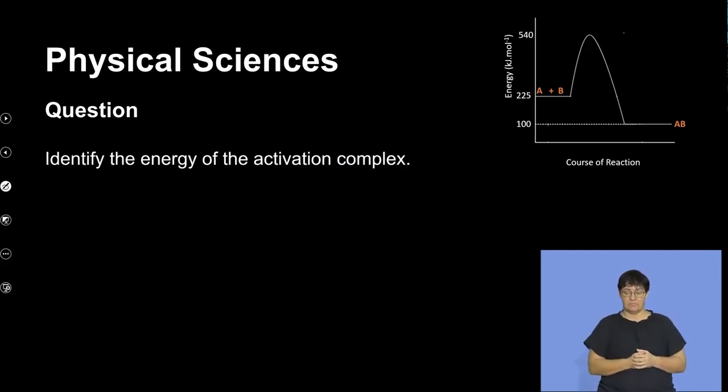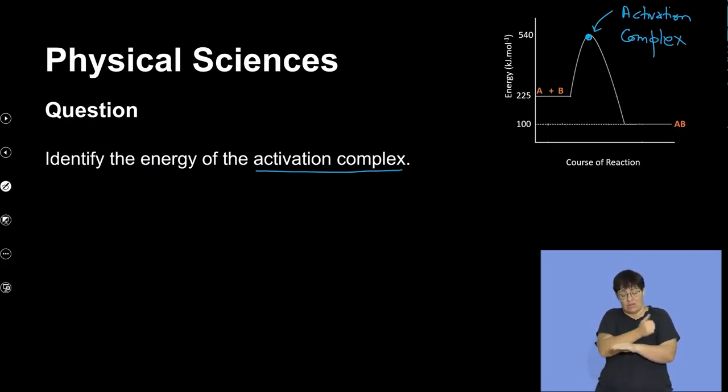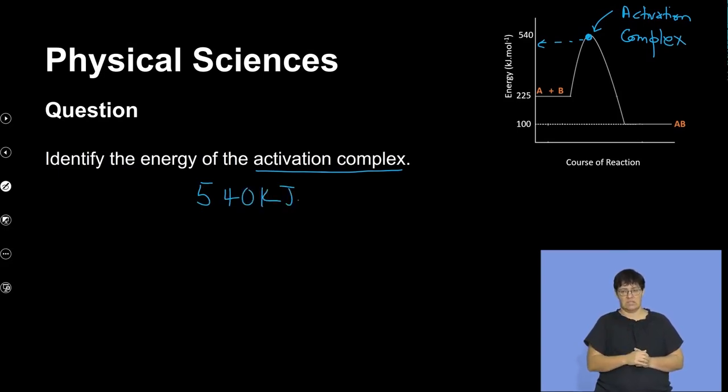Right. Moving along, now we want to identify the energy of the activation complex. Okay, first of all, if we go to our profile, the highest point, after supplying that minimum energy for this reaction to take place, we need to identify our activation complex. So this is our activation complex, right? Which has to do with the minimum energy that needs to be supplied for this hypothetical reaction to take place. So the amount of energy that this activation complex has is actually 540 kilojoules per mole.